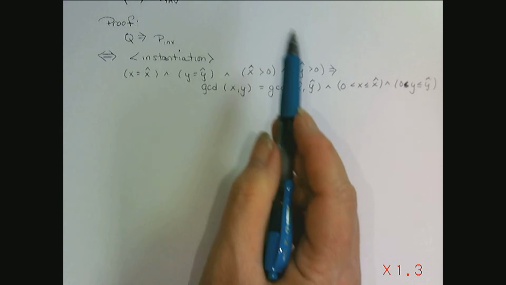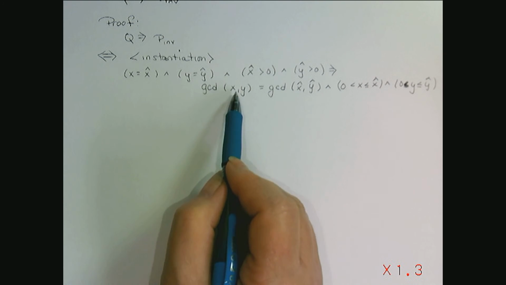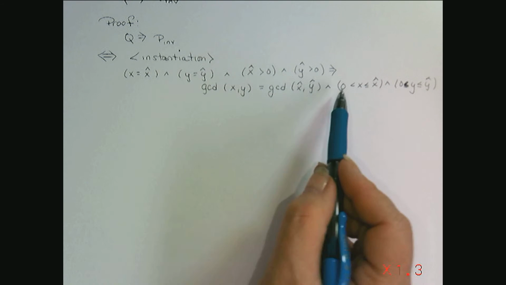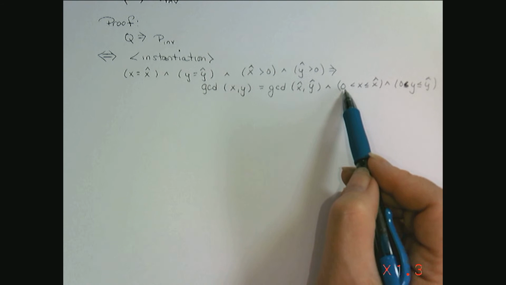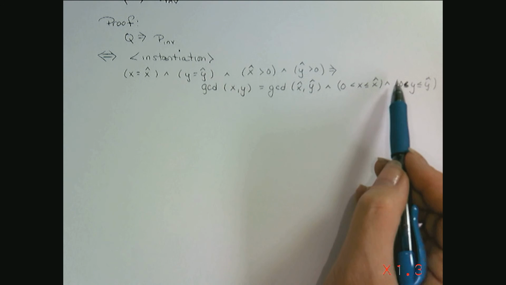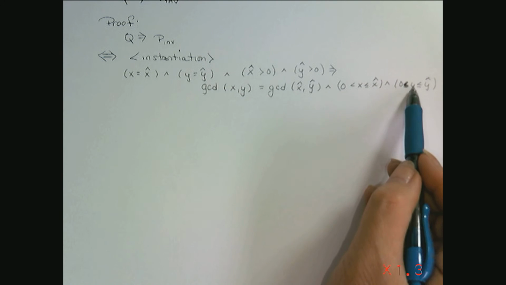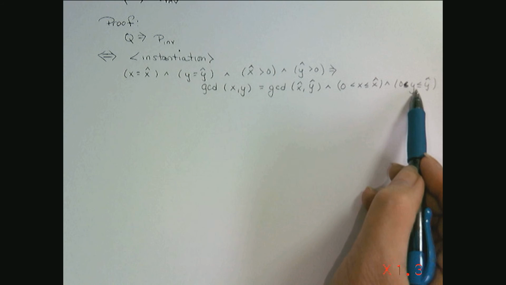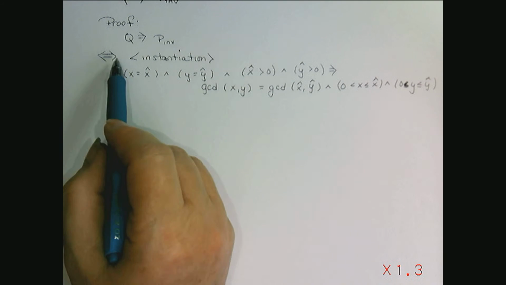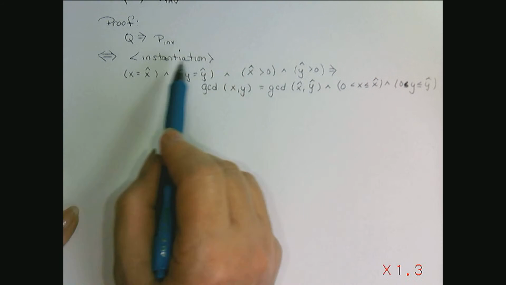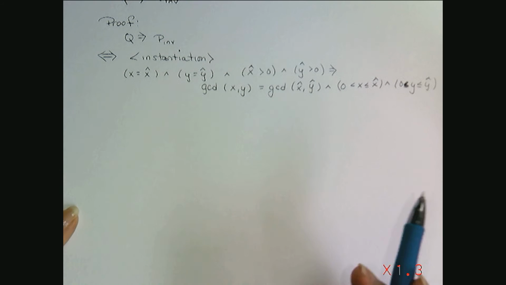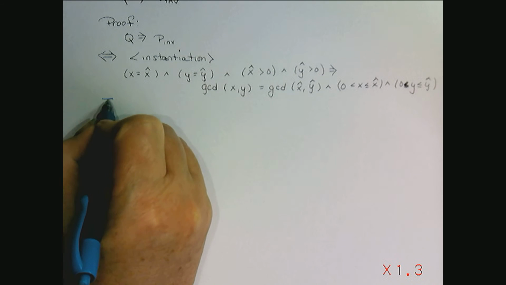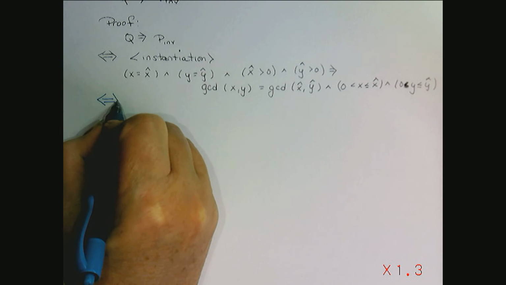The invariant is that the GCD of x, y is the GCD of x hat, y hat, and x is between 0 and x hat, including possibly x hat, and y between 0 and y hat, possibly including y hat. So we need to show that this predicate is equivalent to true. How do we do this? Well, here's a strategy we often use.